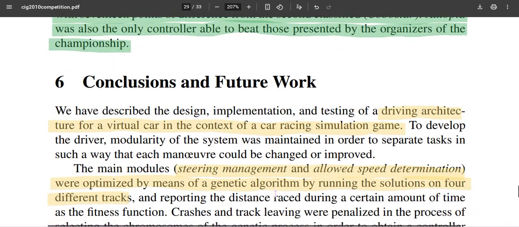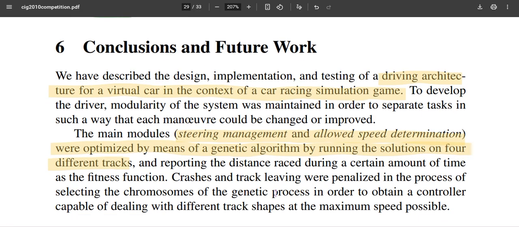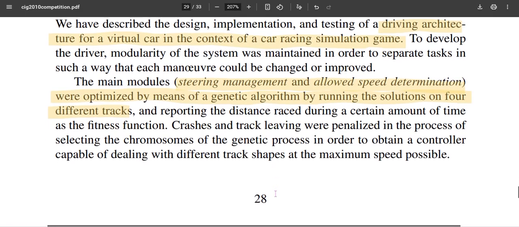So the crux of this paper is that racing simulators, these games, can be a test bed for testing robotics as well as developing computational intelligence algorithms. That is one of the reasons this paper was chosen for this video, and it is very beautifully written. Please, if you have time, go through this paper. Thank you.